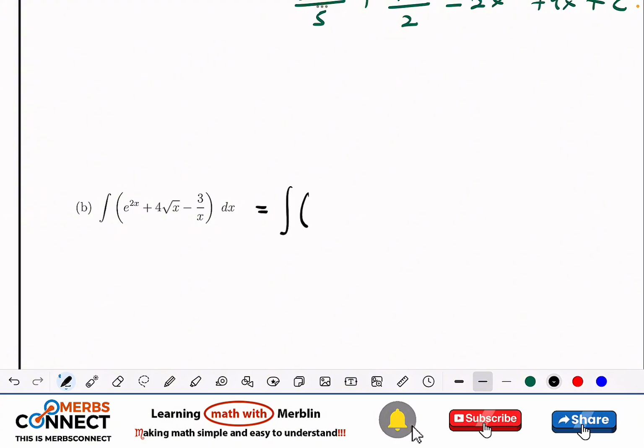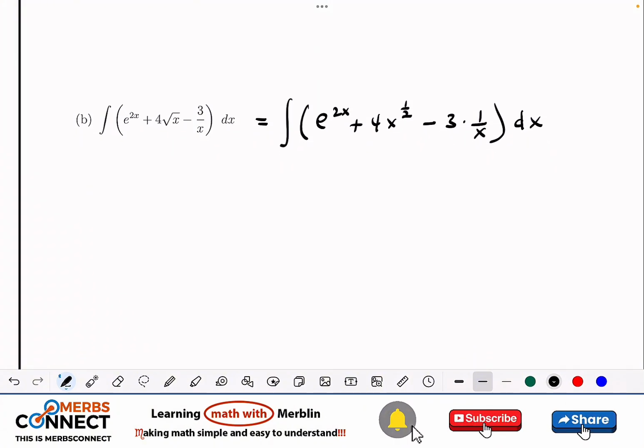So this is the same as e to the power 2x plus 4. Then the square root of x is the same as x to the power 1 over 2. Then minus 3 times, now remember this is 1, so I'm not going to bring it up, so I'll write 3 times 1 over x dx. Now I'm done with the simplification. So now let's do the integration. When I'm integrating e to the power 2x, I'll maintain e to the power 2x and then divide it by the derivative of what is on the top here.